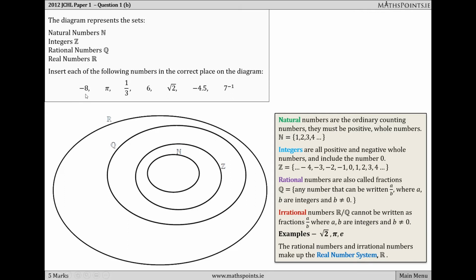So first of all, minus 8. Well, minus 8 is a negative whole number, and so it's an integer, and so it goes in the Z circle. Pi is an irrational number that can't be written as a fraction, and so we have to have it in the R circle. It's a real number, but not inside the Q circle for the rational numbers.